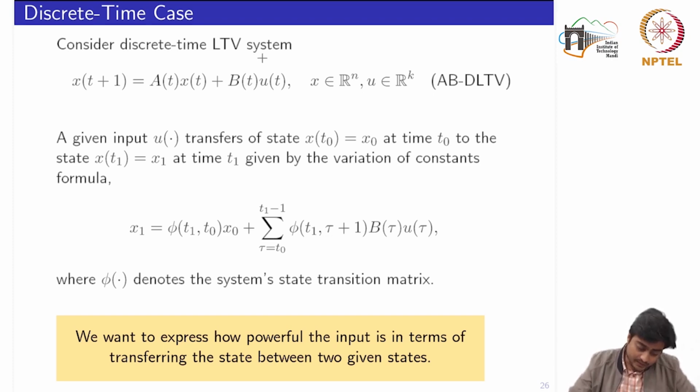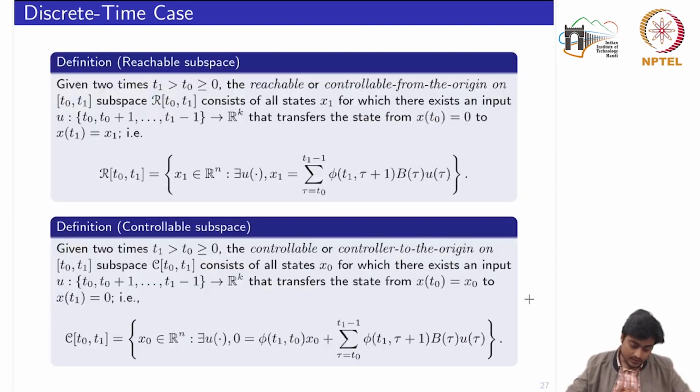So consider the discrete time LTV system given by these A(t) and B(t) pairs. Now t belongs to a set of integers. So a given input u transfers the state x0 at time t0 to the state x1 at time t1 given by the variation of constant formula. So we would be using the similar concepts with which we started while doing the analysis for the linear systems. Again we want to express how powerful the input is in terms of transferring the state between the two given states. So these were the two subspaces we have discussed for the continuous time systems.